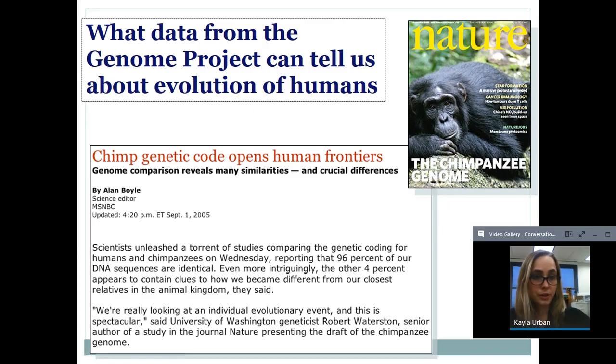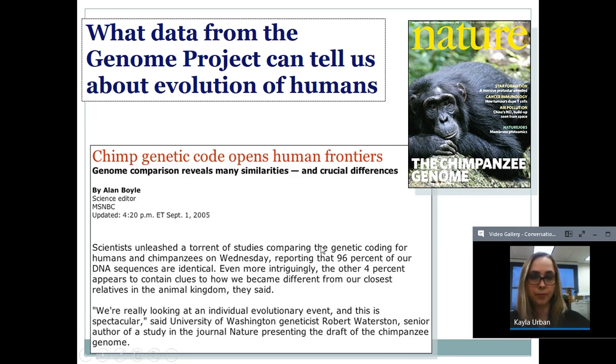The molecular record is another place that we can see evidence of evolution. This is an article from the scientific journal Nature about the chimpanzee genome from 2005. It talks about what data from the Genome Project can tell us about the evolution of humans.